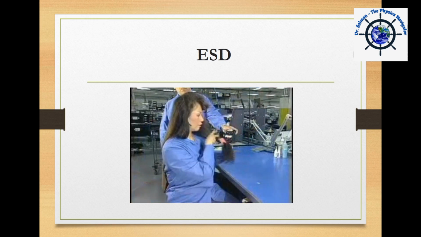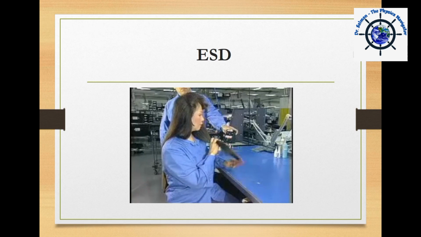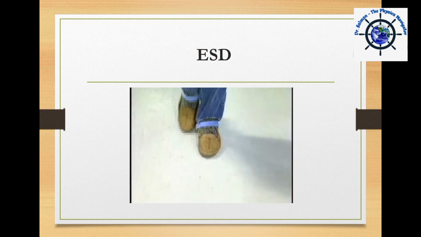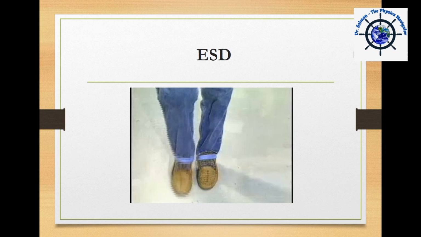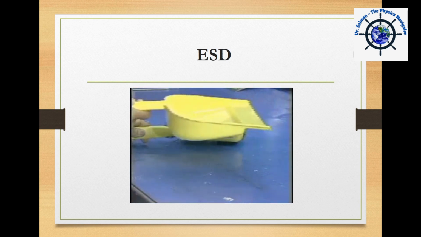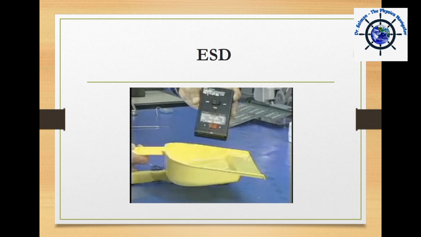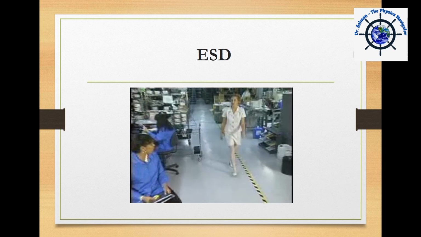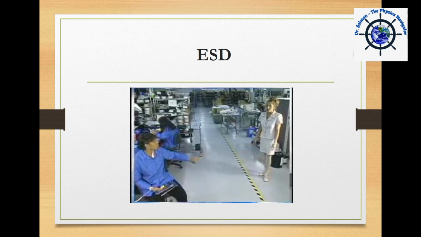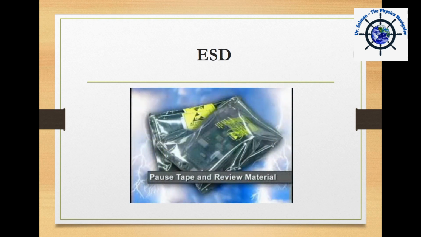Another way to control ESD in the work area is to avoid activities that generate charges. These include shuffling our feet when walking, combing hair, or touching static generating materials. And don't allow anyone who isn't properly grounded into your work area. Let's stop again to review the material we just covered.